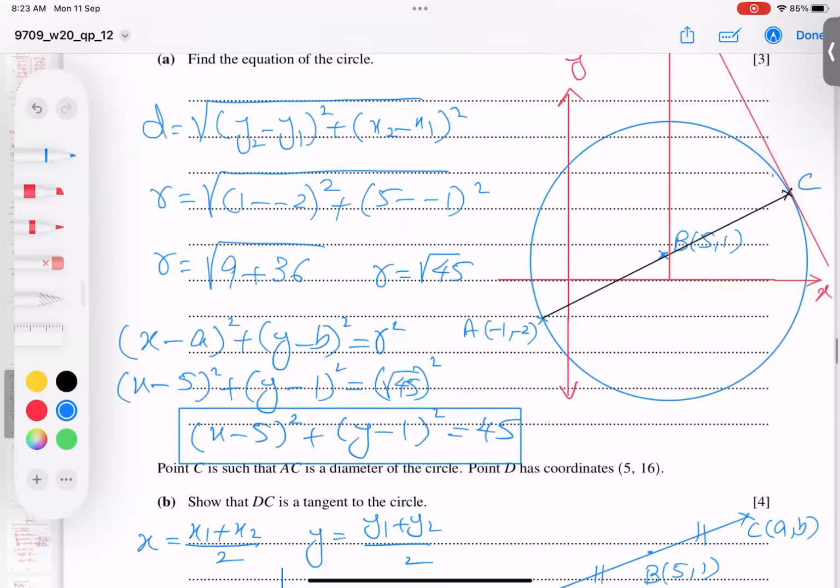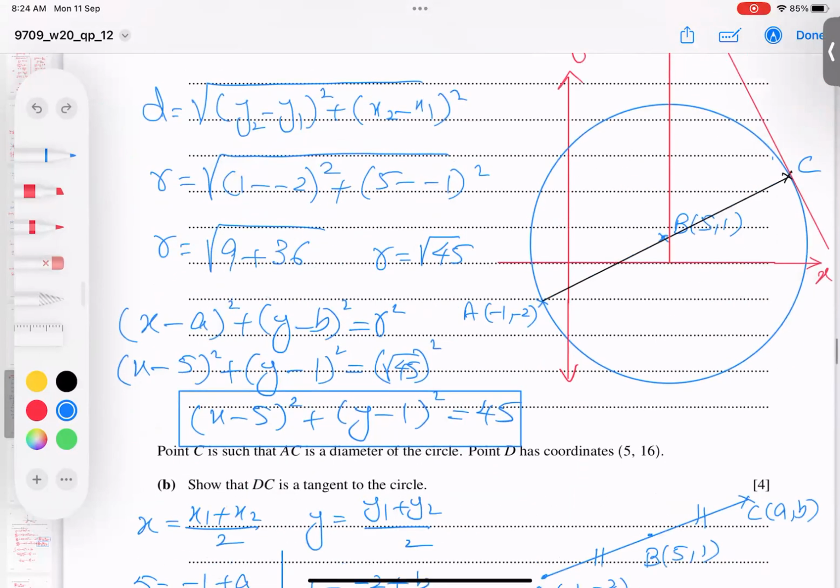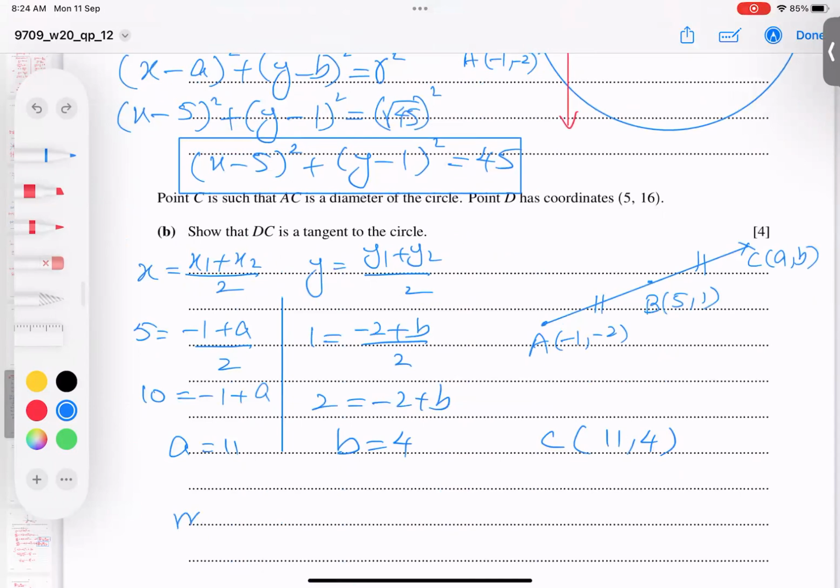And now what is the plan of action? I will find the BC gradient or AC gradient, and then I find the CD gradient. So let's try to find it one by one. First of all, I'm finding the BC gradient. For that I need B and C coordinates. And the formula is very clear: y2 minus y1 over x2 minus x1. So I start from here, 4 minus 1 over 11 minus 5, and I got 3 by 6, giving half.